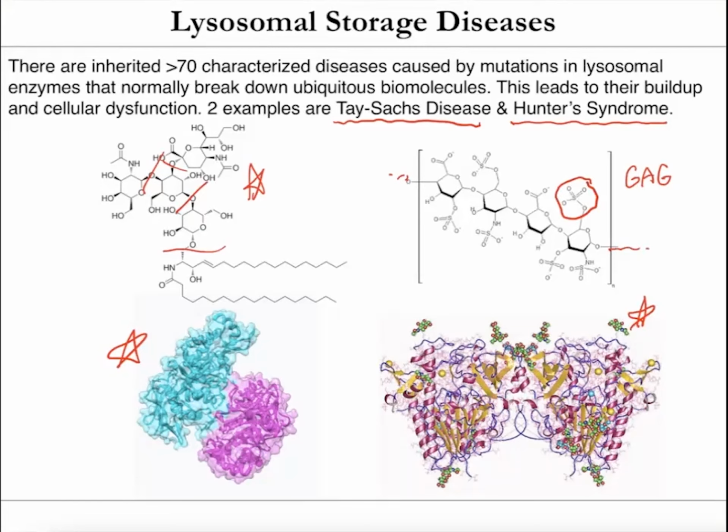Now, these are inherited diseases. They're both autosomal recessive, so they're a recessive gene, so you have to inherit one from a carrier father and one from a carrier mother. So they're actually really rare in the general population.